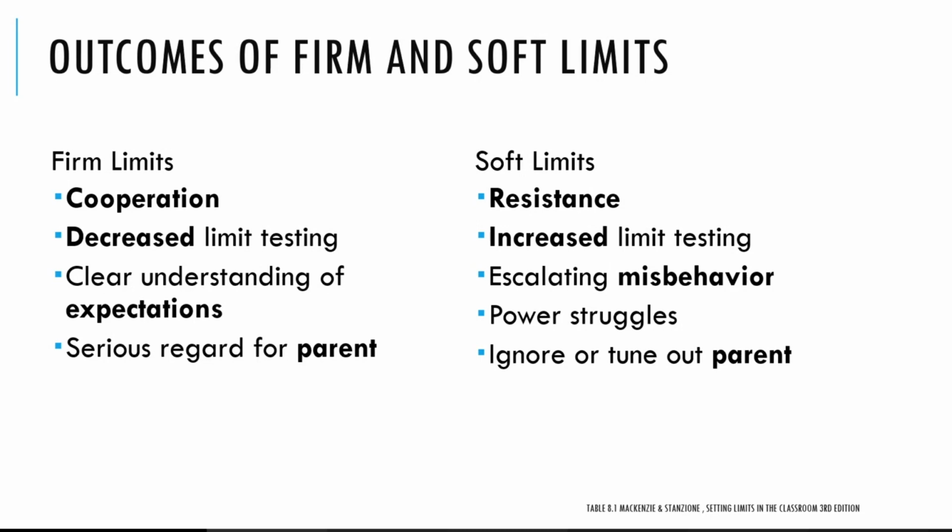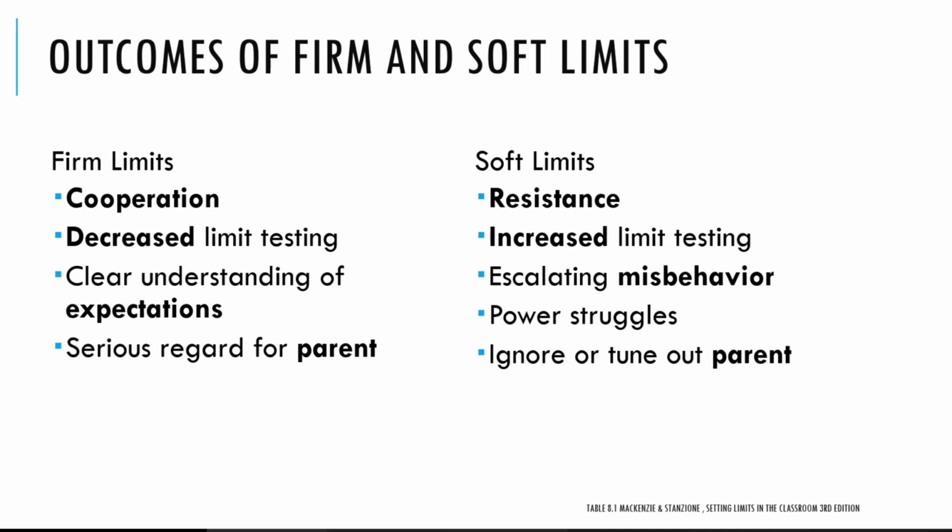So when it comes to the outcomes of firm and soft limits, with firm limits, you get that cooperation. You get decreased limit testing. They stop testing you. They understand that you mean what you say and say what you mean. They clearly understand your expectations, and what a parent says they take as serious. My mom said that this was going to happen. I believe her. And they don't fight you at every turn.